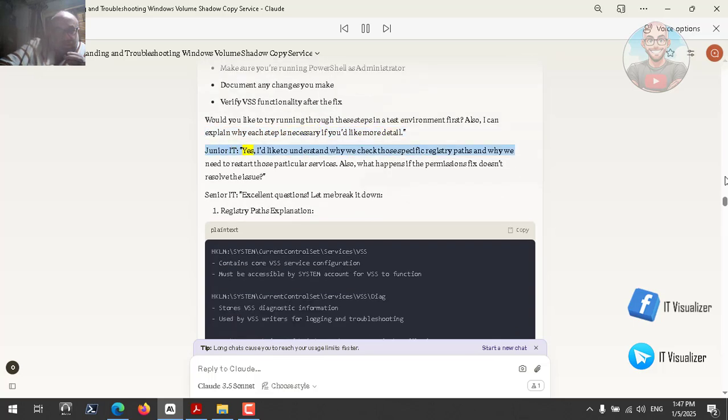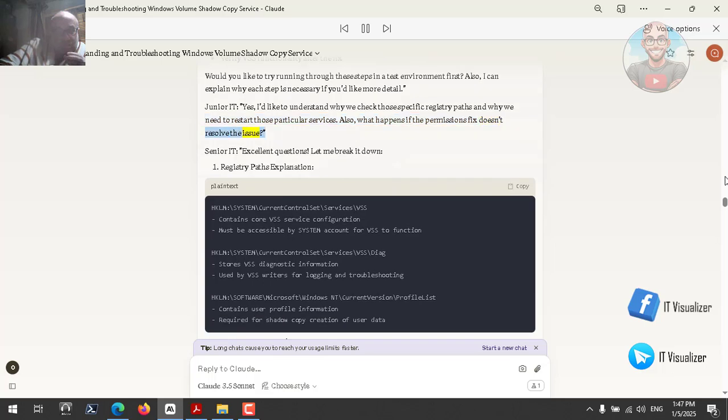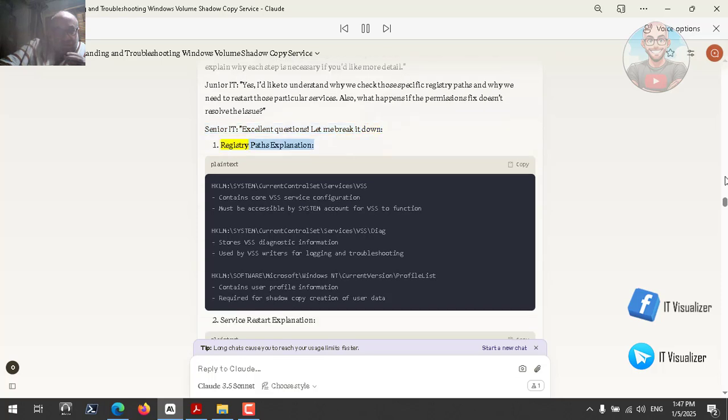Junior IT: Yes, I'd like to understand why we check those specific registry paths and why we need to restart those particular services. Also, what happens if the permissions fix doesn't resolve the issue? Senior IT: Excellent questions. Let me break it down.